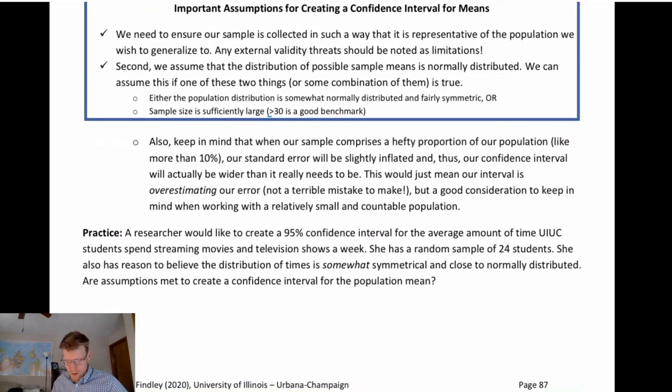Okay, so a researcher would like to create a 95% confidence interval for the average amount of time that UIUC students spend streaming movies and television shows a week.